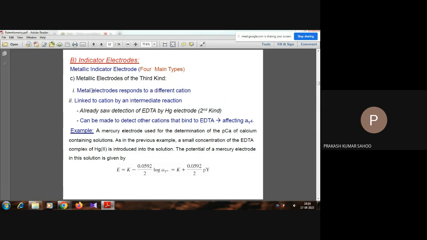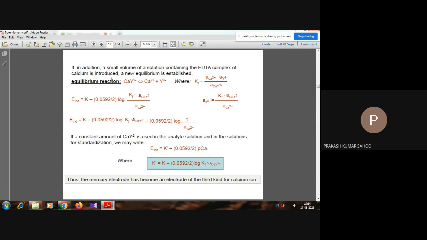That means the same metal electrode responds to different cations, linked by an intermediate reaction. This is the third type, where the intermediate reaction will be there. For example, calcium Y2 minus will give calcium EDTA, which gives calcium and EDTA. This is the formation constant. And if I go for the electrode potential, this is formation constant K minus 0.0591 log of this.